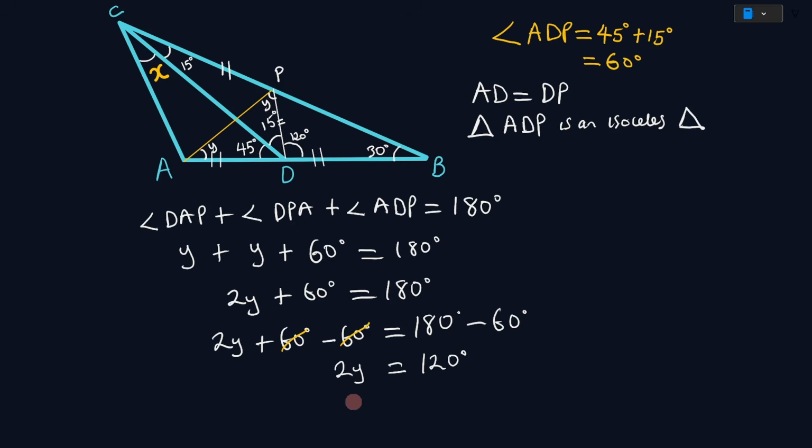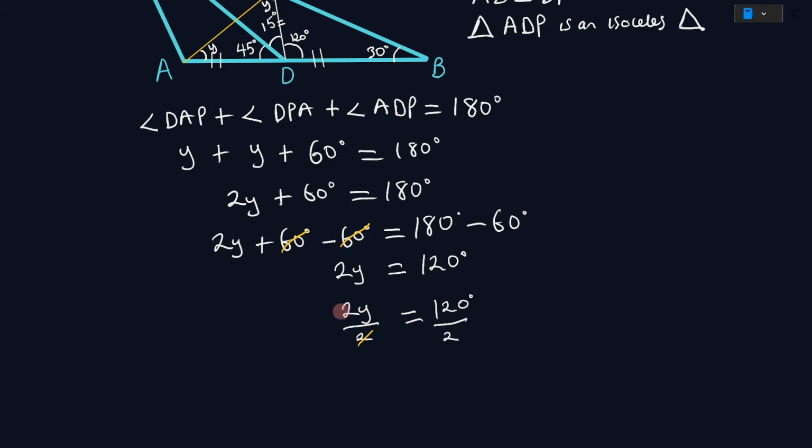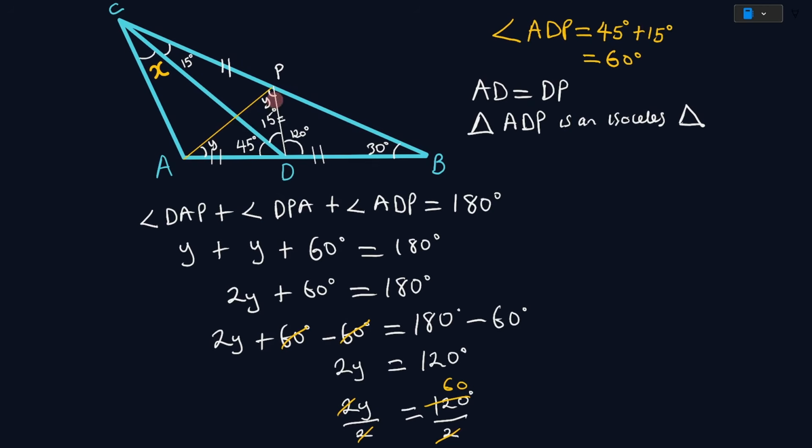If we divide both sides by 2 in order to isolate y, 2y divided by 2 is equal to 120 degrees divided by 2. The 2 will cancel out the 2, leaving us with y. 120 divided by 2 will give us 60. That means that y is equal to 60 degrees, meaning that angle DAP is equal to angle APD, which is equal to 60 degrees. So our y here, each of them are all 60 degrees.